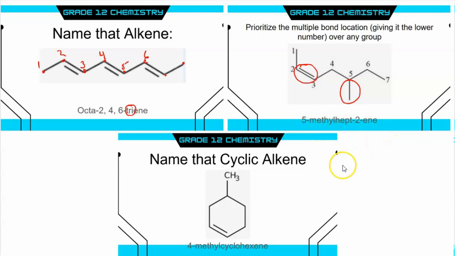We can also put double bonds in our ring structure. And again, we're going to start counting where the double bond is, because that's what we're going to prioritize. So this would be 1, 2, 3, 4. So our methyl group is on the 4 carbon atom. So it would be 4-methylcyclohexene. Okay, we don't need to say hex-1-ene. That's sort of implied if we don't specify it. Okay, you ready to try some yourself?